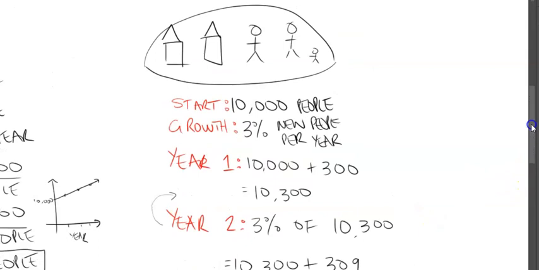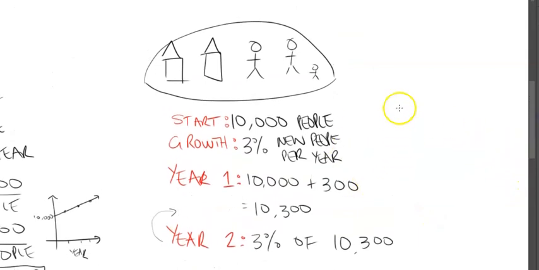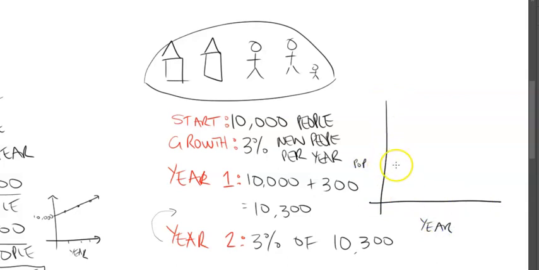This is what's called exponential growth. So if we were to graph this very roughly, by year and population, we start at 10,000, it might seem like it's going to start linear, but as the years go by, it curves up. Because as more people enter the town, 3% will be taken on those new people, and it will keep going and going, and it will exponentially grow.